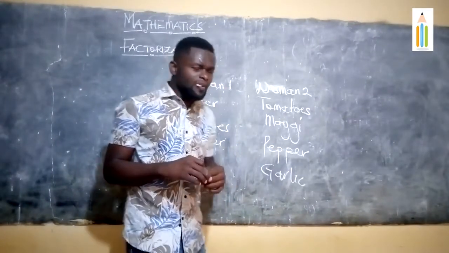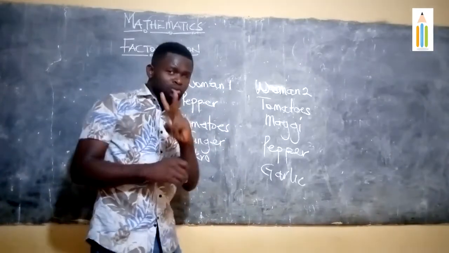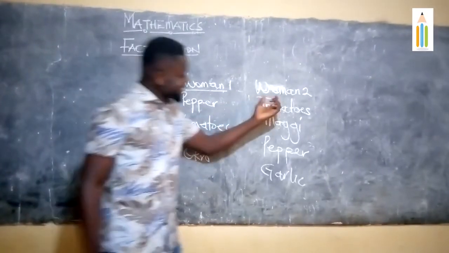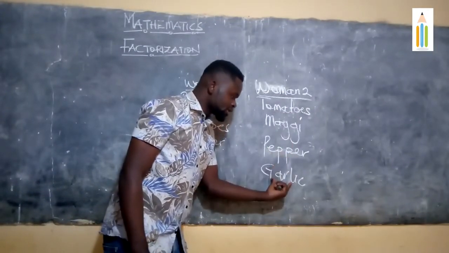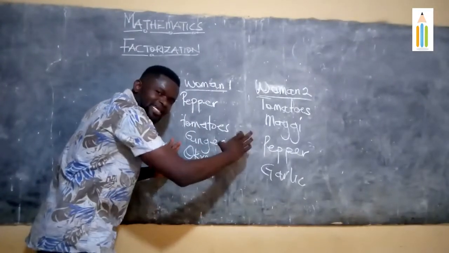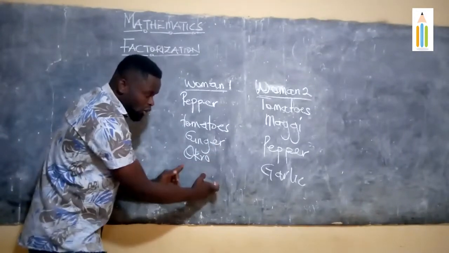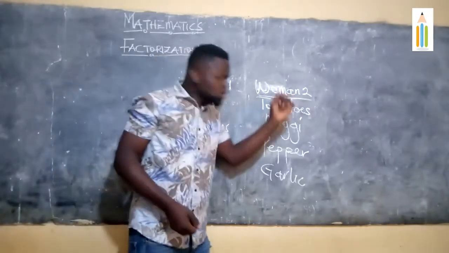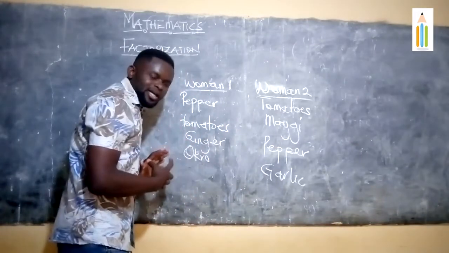Now later in the day, I sat myself down and I said, today when I went to the market, I approached 2 women. The first one sells pepper, tomato, ginger, and okra. And the second woman also sells tomato, Maggi, pepper, and garlic. I find out that some things that these women were selling are common. Because I can see from woman 1's table that she's selling tomato and also selling pepper. And woman 2 also sells tomato and pepper. So which ones are the like ones?